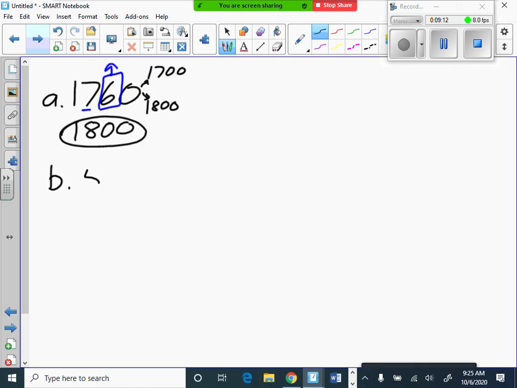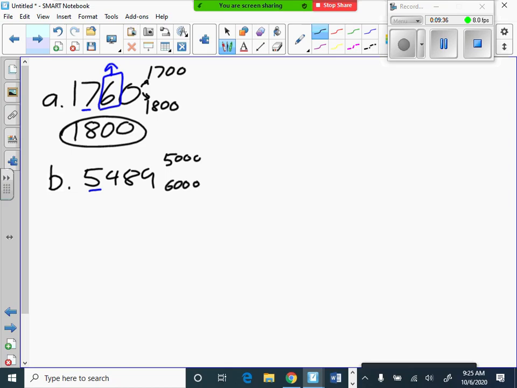So B. 5,489. What place do they want me to round to, Lexi? Thousands. Okay, so this time we're going to do it a little bit different. Let's do the second part first. What 2 thousands is this between? 5,000 and 6,000. Those are the 2 thousands it's between.